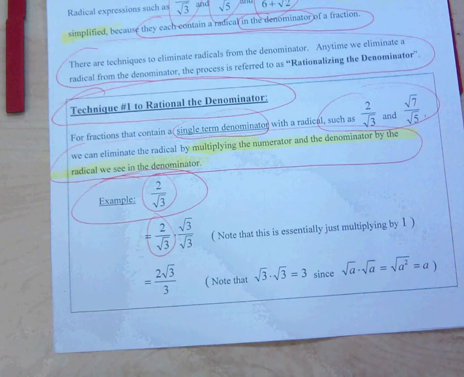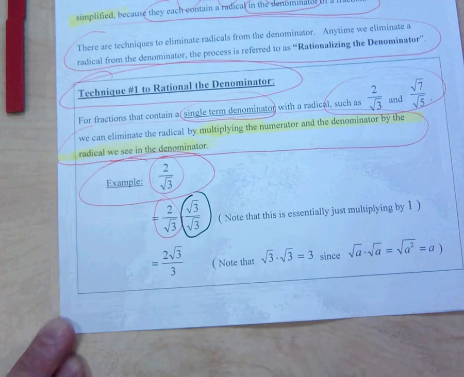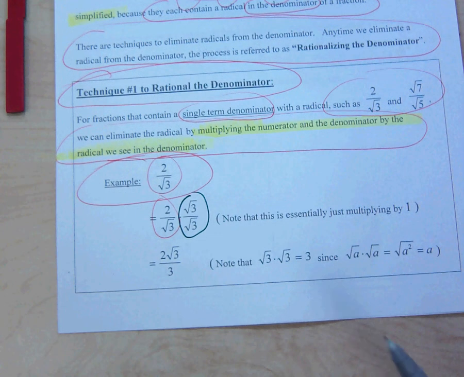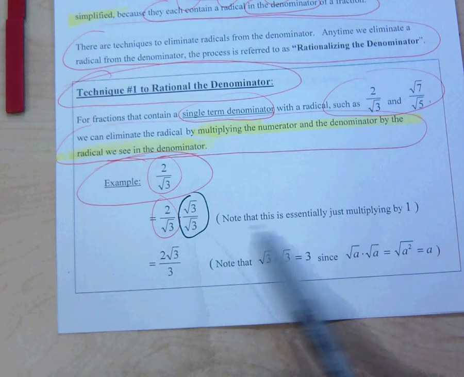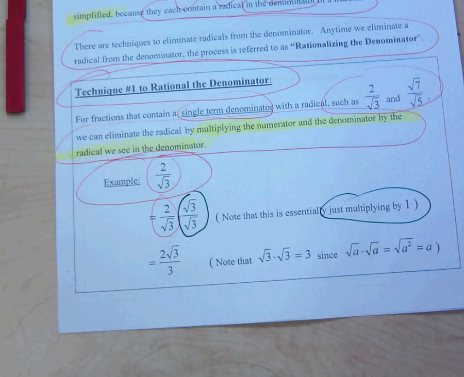So, what you're going to do is take the original problem and multiply it by square root of 3 over square root of 3. Now, wait a minute. Why can I do that? Aren't I changing the problem? Well, it might look different, but why is it the same value? Because square root of 3 over square root of 3 is just the same as multiplying by 1. And we all know when you multiply something by 1, it doesn't change its value, does it?